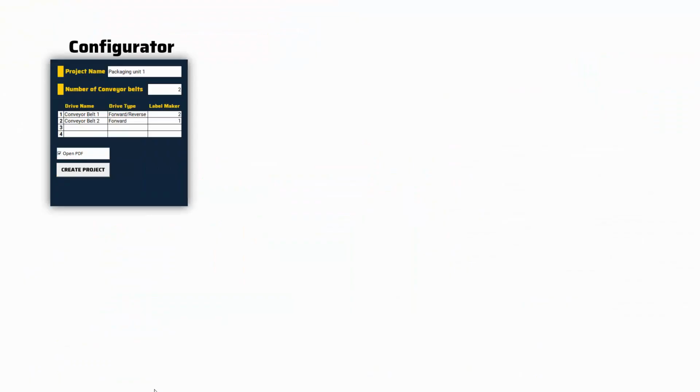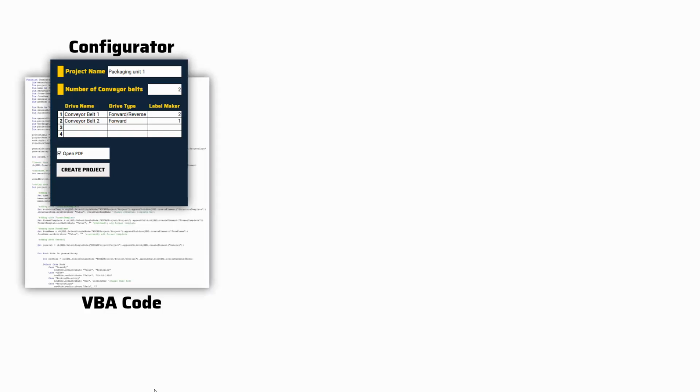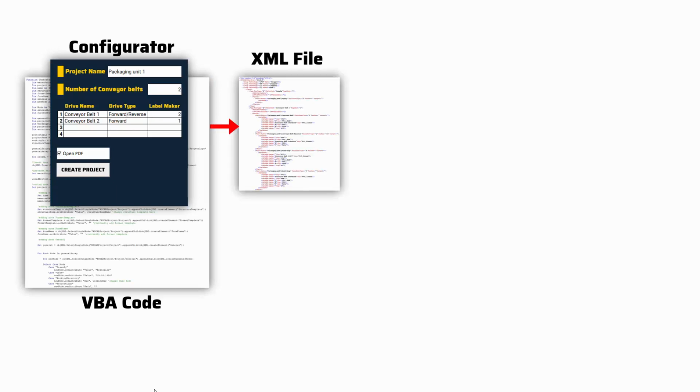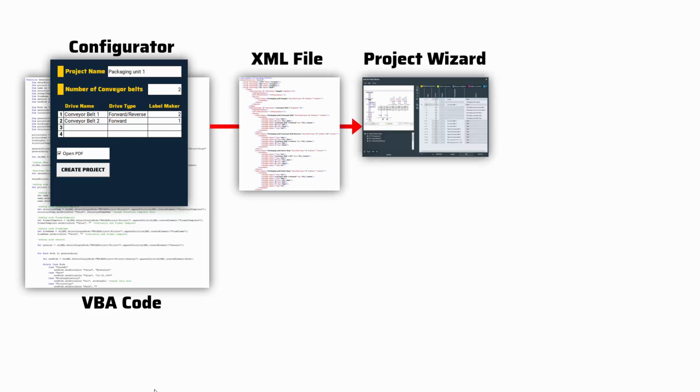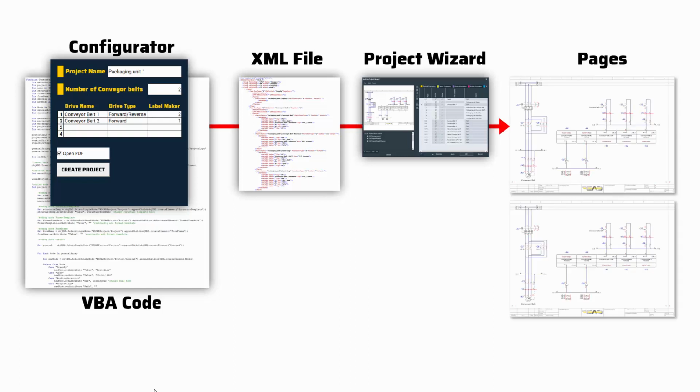To give you an example, I have built an Excel tool that can configure all the options of our example project. Under the hood, there is a Visual Basic code I have written to generate my XML file. When the file is created, it is then fed to the project wizard, which can then create the project from scratch and generate the necessary pages.